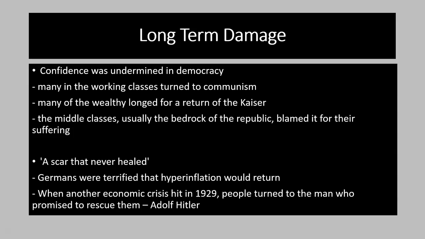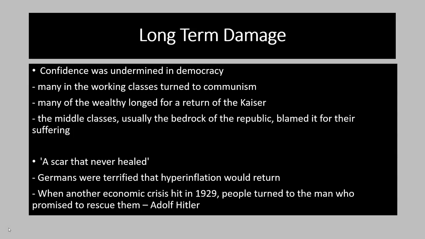In contrast, many of the wealthy went further to the right and longed for a return of the Kaiser, which they saw as being the good old days. And the middle classes, who previously had been big supporters of the Republic, came to blame it for their suffering, and they also turned to more right-wing parties as well.